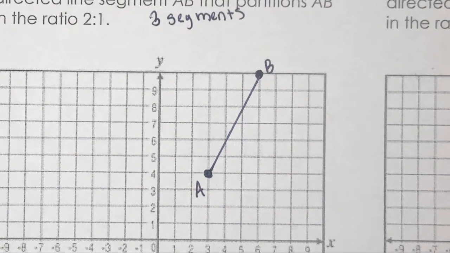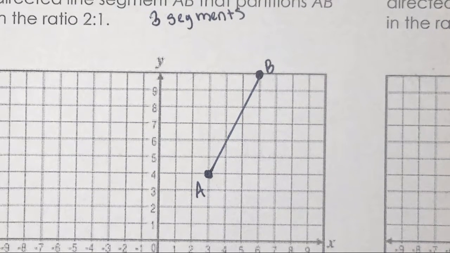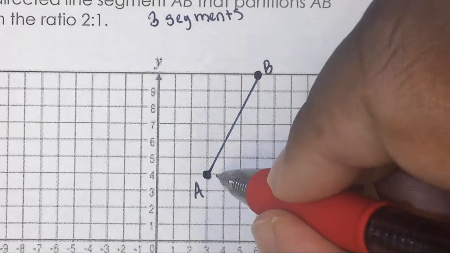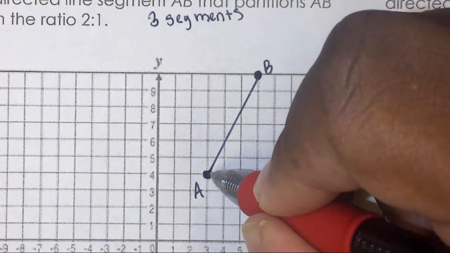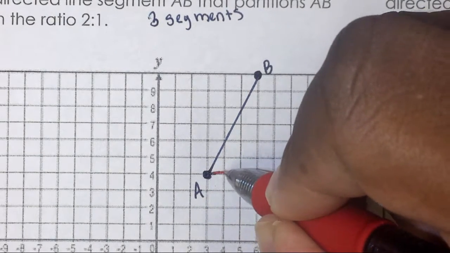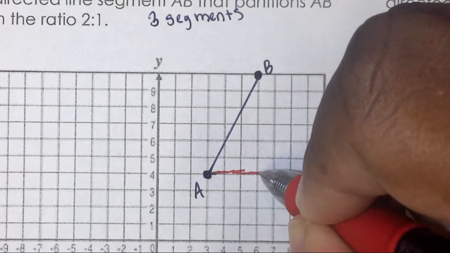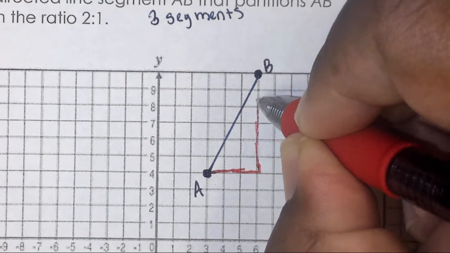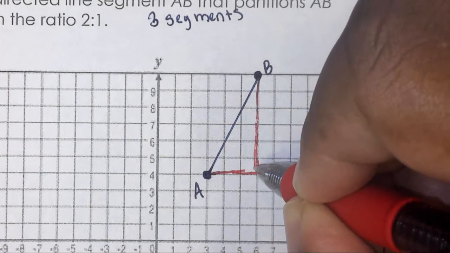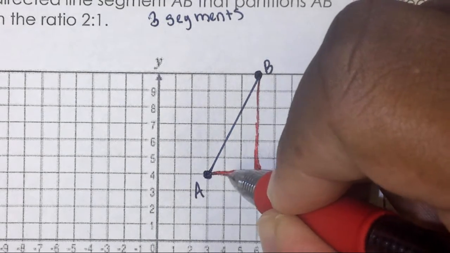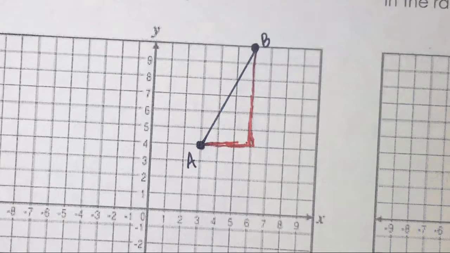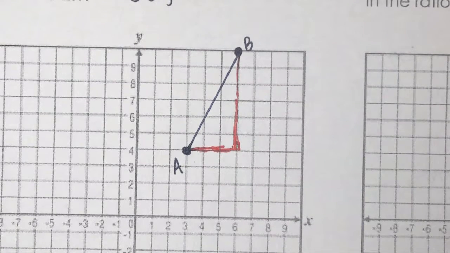Alright. Then from there, make our right triangle so we can get our horizontal and vertical distance. Right triangle, I'm going to do it from A to B. Ain't got to be pretty. And I'm going to do my counts.